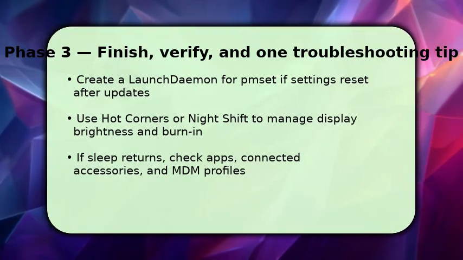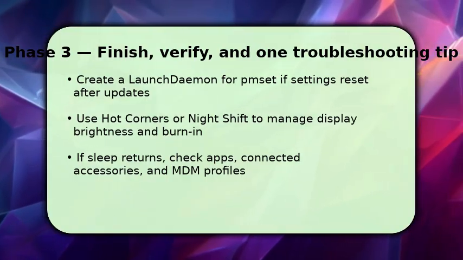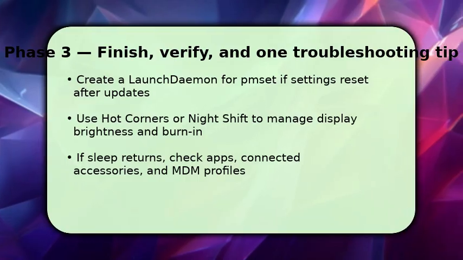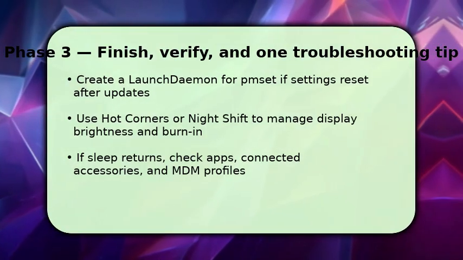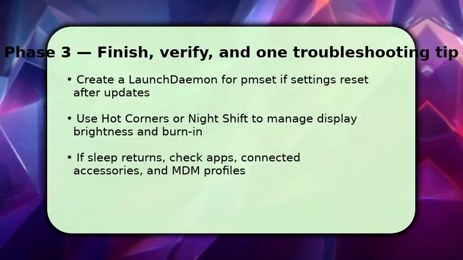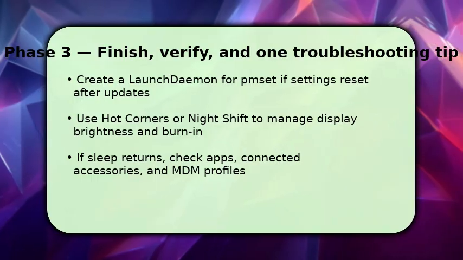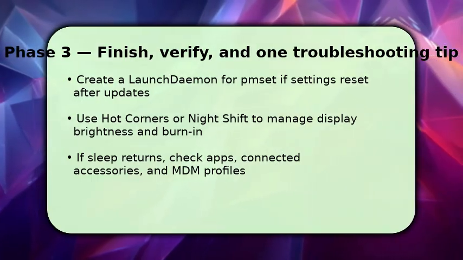Finish by making settings resilient. If macOS reverts changes on update, create a small launch daemon script that reapplies your pmset commands at boot. This ensures persistence. Use hot corners or adaptive Night Shift to reduce display burn-in risk while never sleeping.